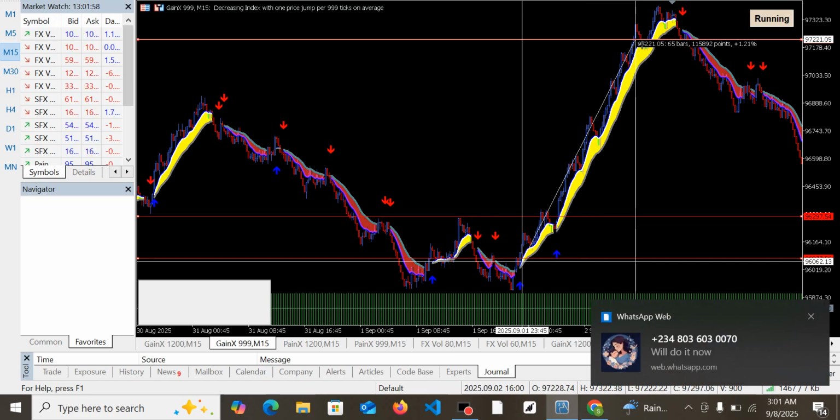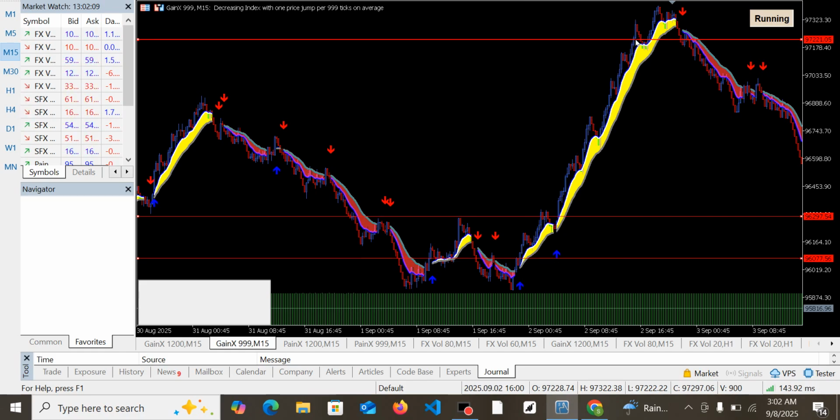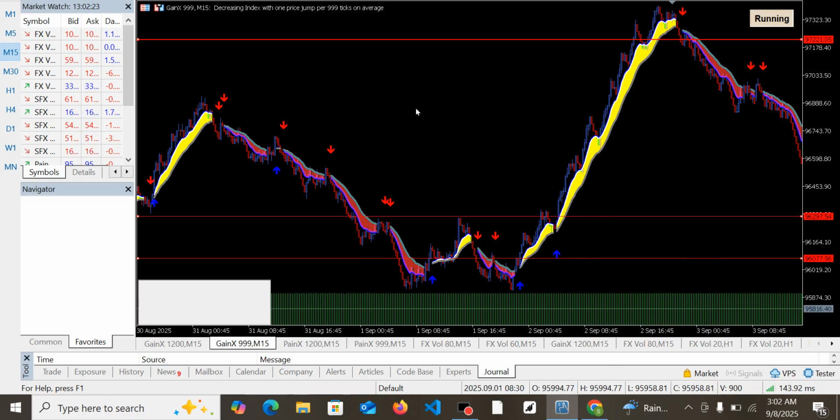So this is 65 candles, 65 15-minute candles. That's so amazing, guys. That's so amazing. And that is about 115,892 points. Okay. So this is a lot of profit already. So that is how we were able to make this amount of profit when we traded this particular section of this asset. Okay. So congratulations to those of you that actually followed this signal then, okay?